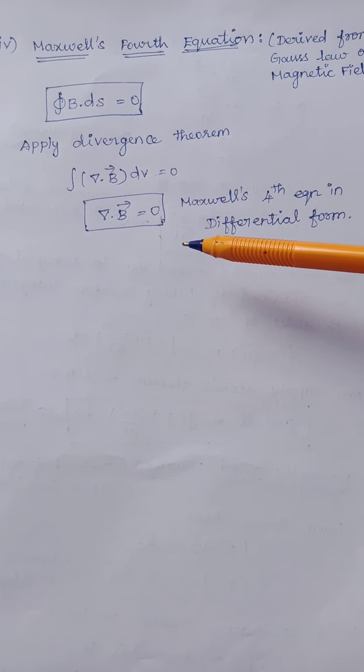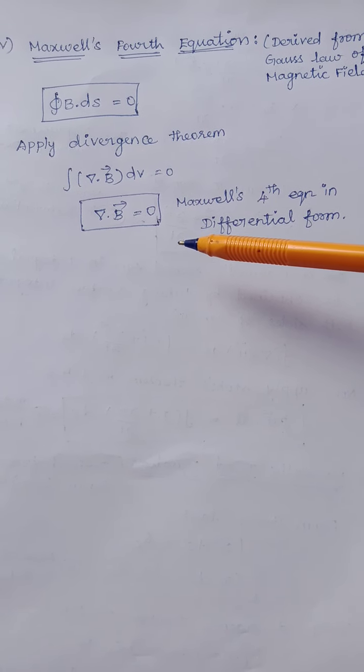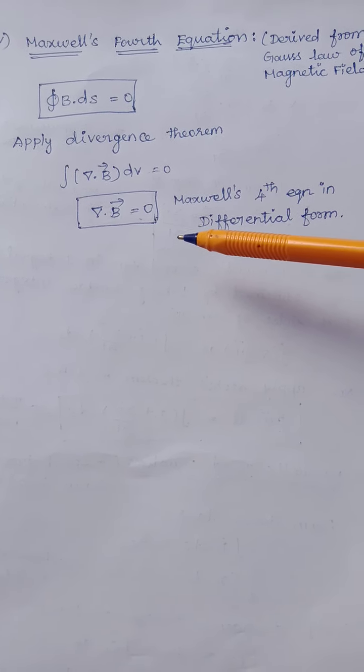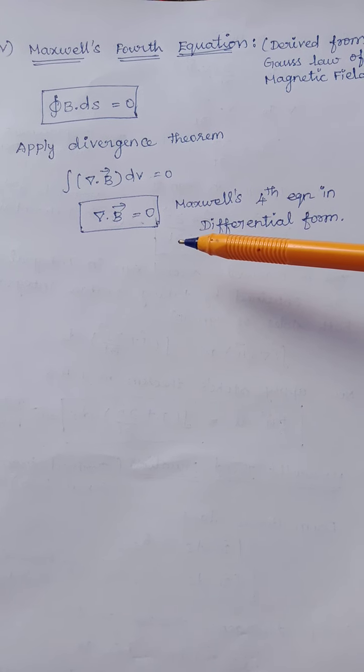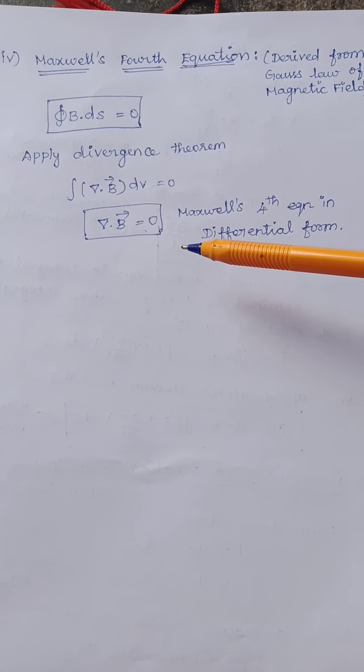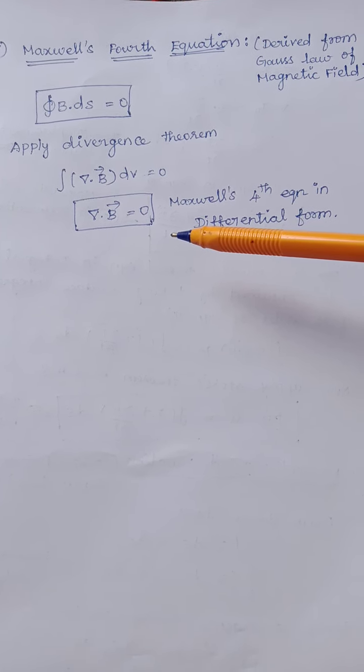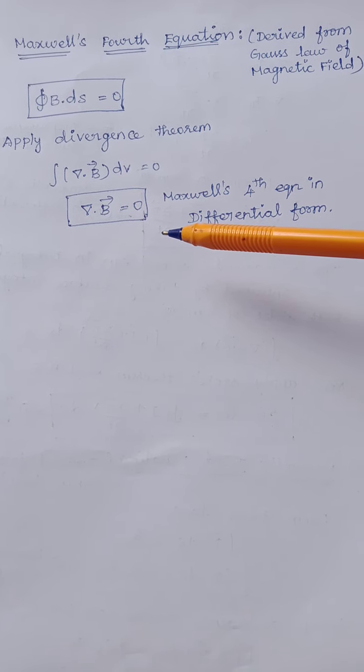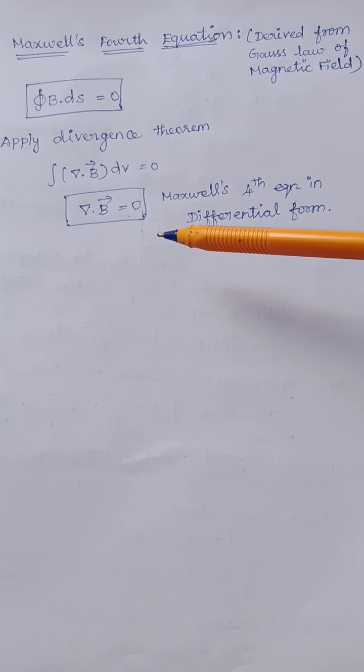So, there are four Maxwell's equations. The first Maxwell equation is derived from Faraday's law. The second Maxwell equation is derived from Ampere's law. The third Maxwell equation is derived from Gauss law of electric field. The fourth Maxwell equation is derived from Gauss law of magnetic field.